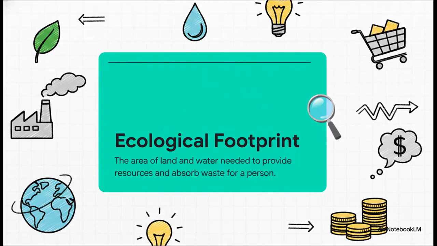So how do we actually measure this difference in impact? Well, one of the key tools we use is the ecological footprint. It's a way of calculating how much of the planet's resources, land and water, your lifestyle actually requires. It's basically the final bill for everything you consume.